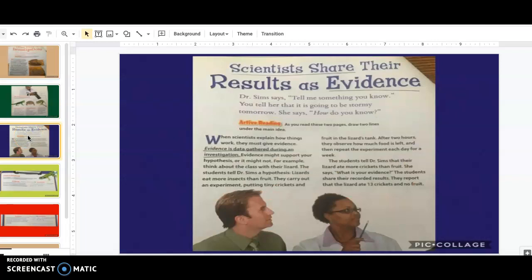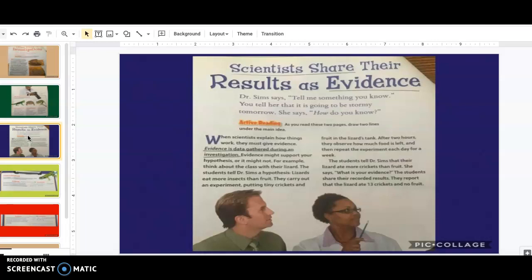On the next page, it talks about how scientists share their results as evidence. And what is evidence? Evidence is data gathered during an investigation. Now, you may have heard the word evidence if your parents watch TV shows that have mysteries or crimes, solving crimes. The police always like to gather evidence. Okay, well, scientists like to gather evidence too. And the evidence is the data or the numbers or the information they gather during their investigation or experiment.